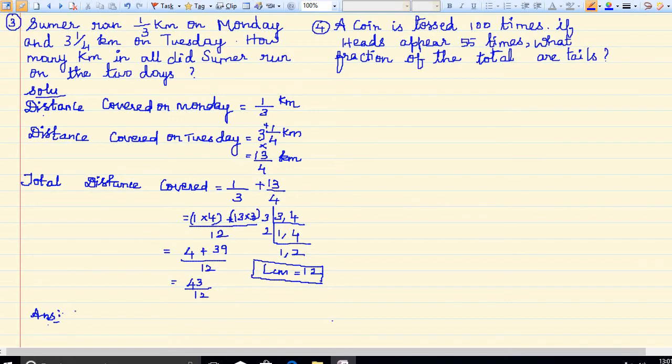Total distance covered in 2 days is equal to 43 by 12 kilometer.